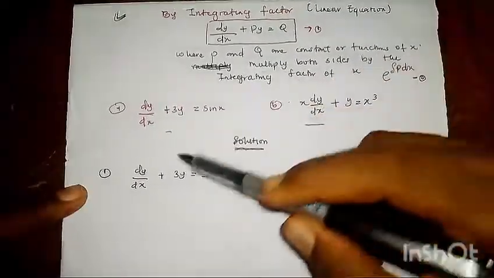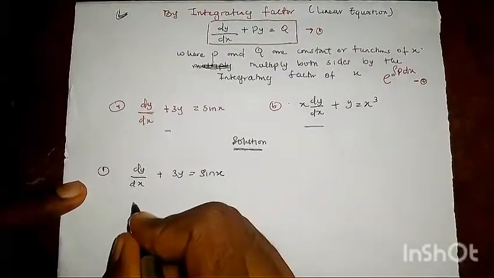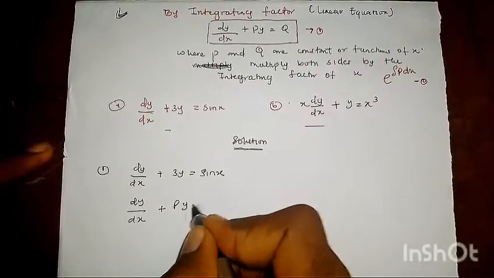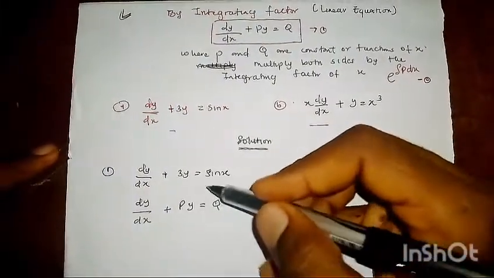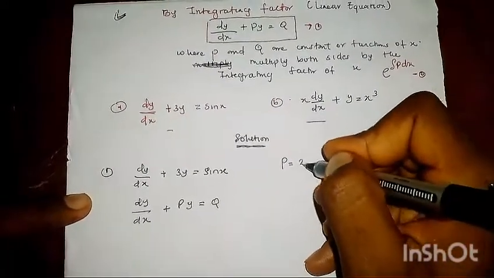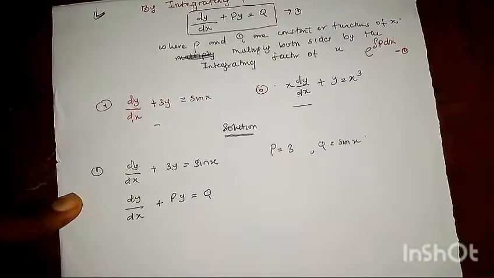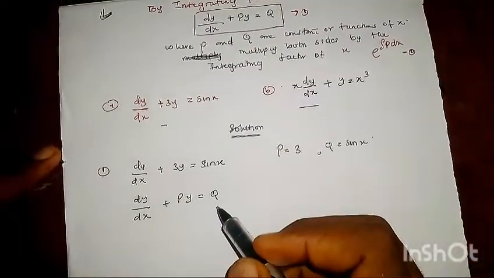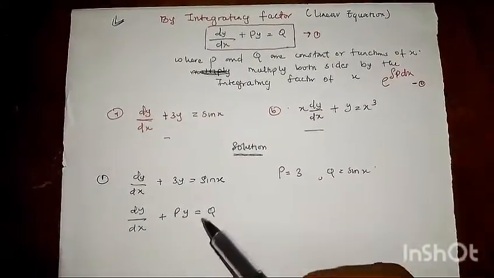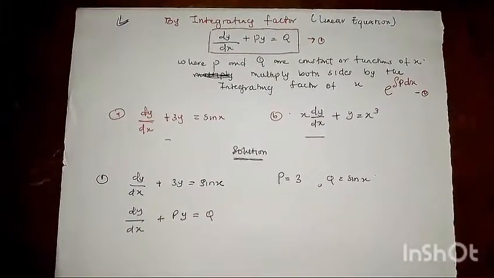So now, looking at this, dy/dx plus 3y equals sine x. Let's compare both equations together. This is dy/dx plus py equals q. Can you see that comparing these two equations, I can say my p is equal to 3 and my q is equal to sine x. So you see, this is a linear equation. I can solve this by applying the integrating factor. You can only solve an equation of this form by multiplying by an integrating factor.